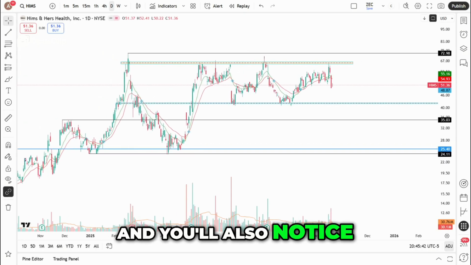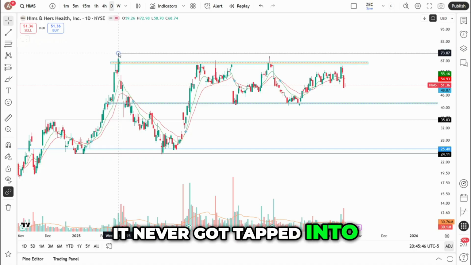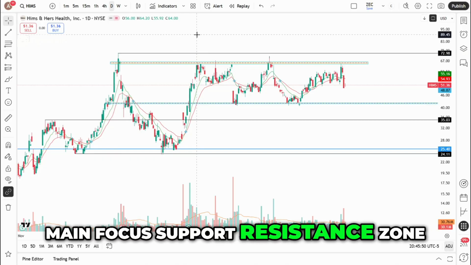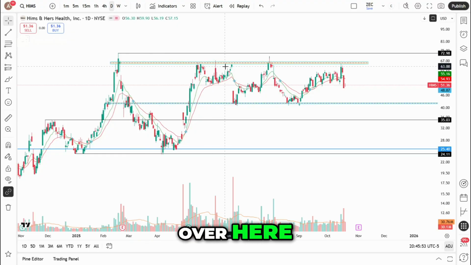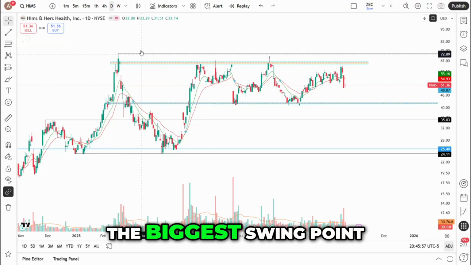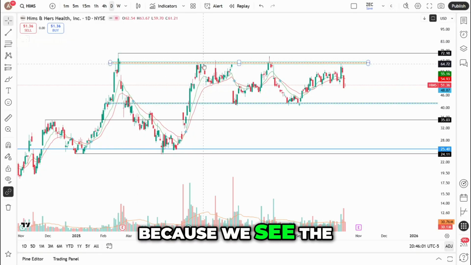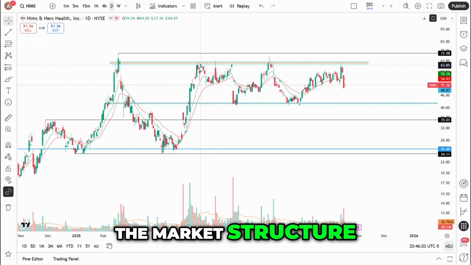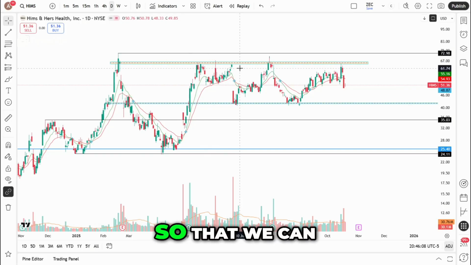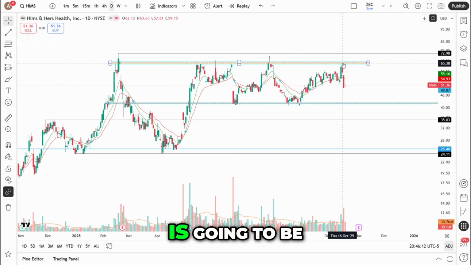And you'll also notice that the all-time high is over here and it never got tapped into. And that is why it is not the main focus support resistance zone. It really is right over here. So this might not be the all-time high, the biggest swing point, but it is the most relevant because we see the price structure, the market structure, tapping into it repeatedly enough to make it so that we can be pretty sure that a break above this is going to be the valid move.